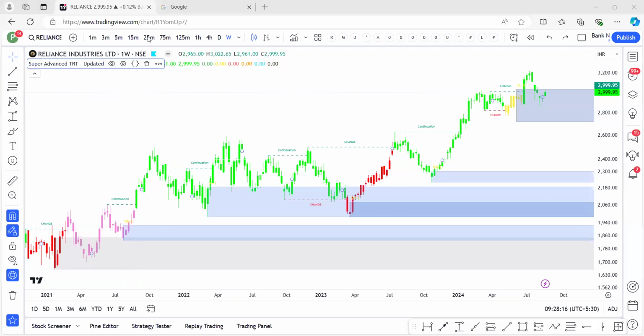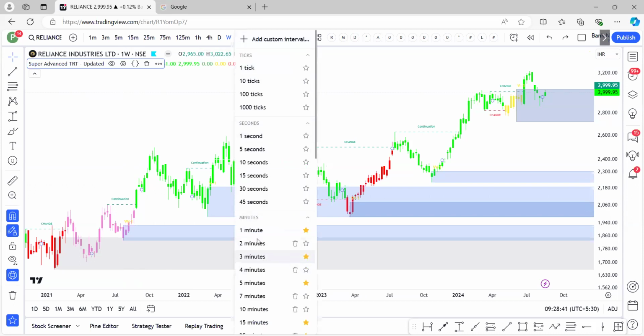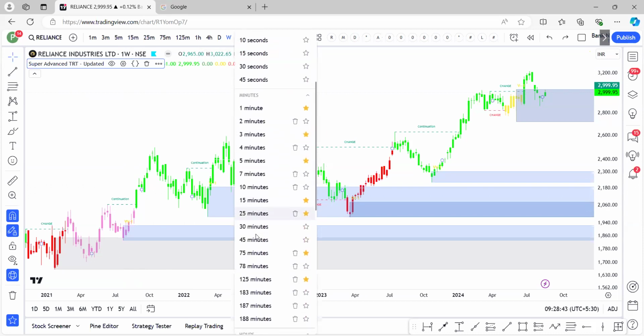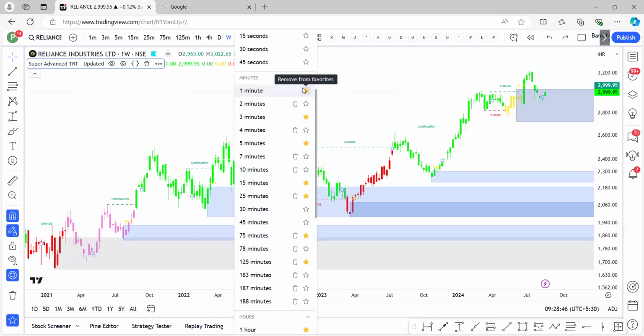I'm not getting this 1 month, 3 month, 1 minute, 3 minute, 5 minute, this kind of options. So you have to click here, time interval, and then you'll be able to see this here. No, I'm not able to go there. Okay.